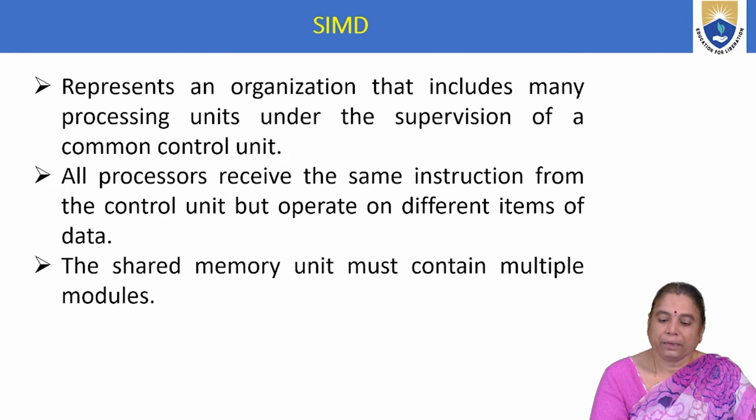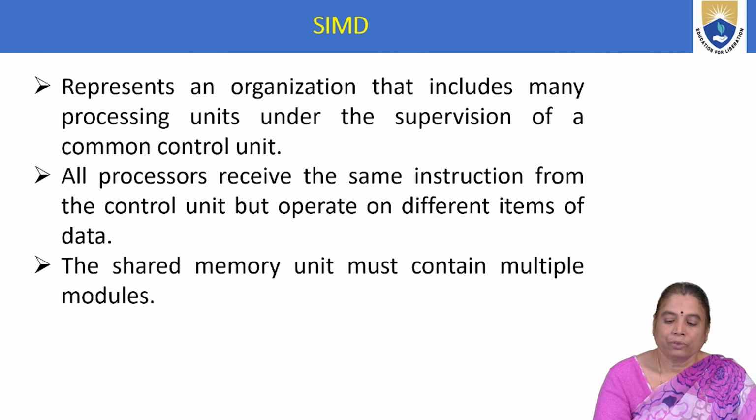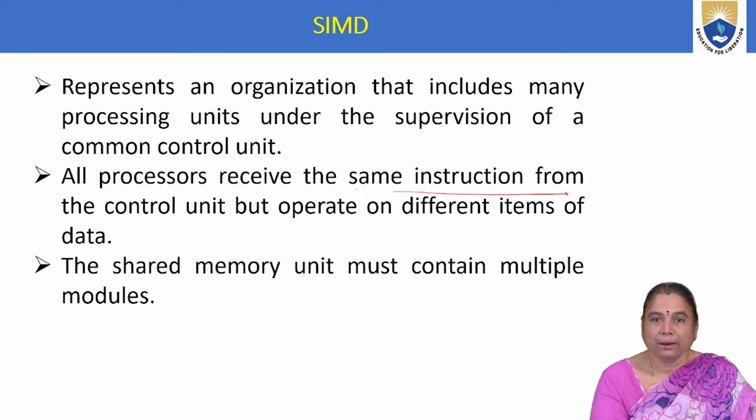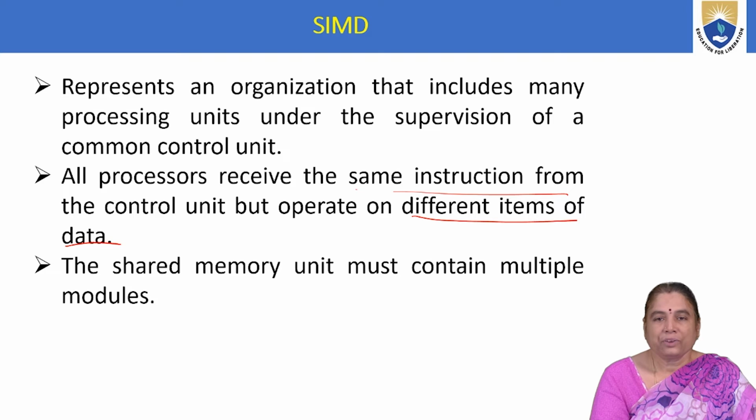Next is SIMD, which refers to single instruction, multiple data stream. This represents an organization that includes many processing units under the supervision of a common control unit. All processors receive the same instruction. Why? Because it is a single instruction stream. So the same instruction comes from the control unit, but they operate on different items of data, so multiple data streams are employed. The shared memory unit must contain multiple modules.